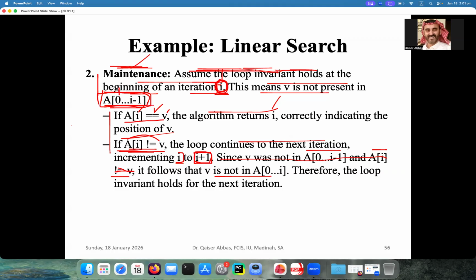Next iteration would be i plus 1. What does it mean? It means the element was not found up to A. The element was not found in the array from 0 up to what? Up to i.